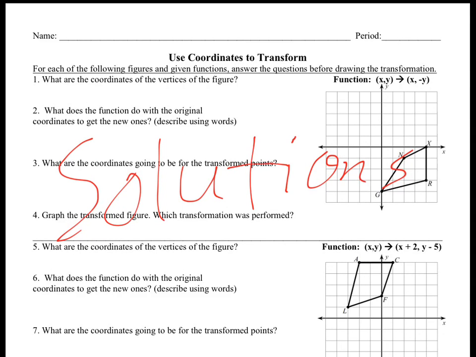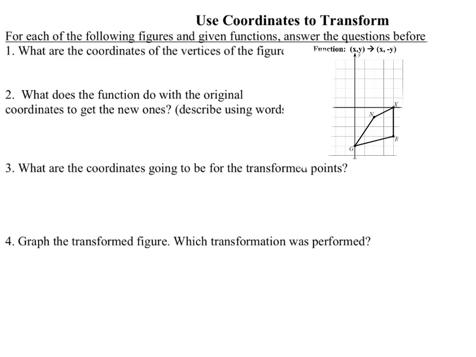Alright, time for the solutions for the use coordinates to transform figures assignment. So, start out by writing down all the coordinates of the points. I'm going to start with N. N's coordinates are at 1, negative 2. X coordinates are at 4, 0.